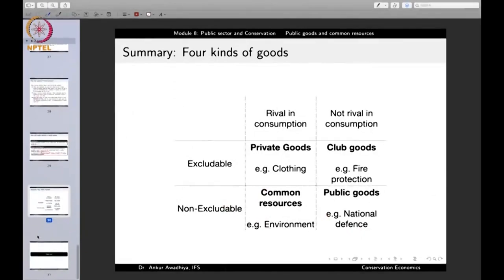So in summary, we have these four kinds of goods determined by whether they are excludable or not and whether they are rival in consumption or not.